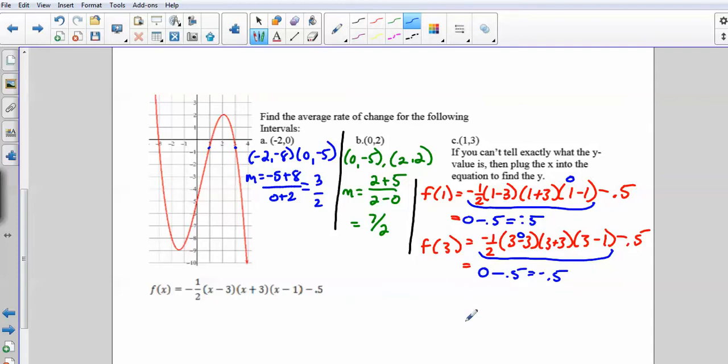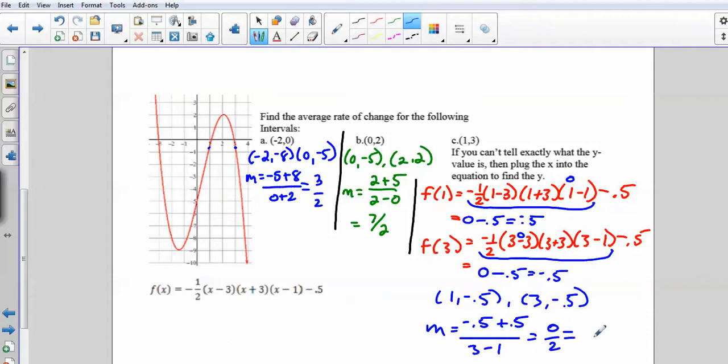So my 2 points will be (1, -0.5) and (3, -0.5). When I find my slope, -0.5 minus -0.5 over 3 minus 1, I get 0 over 2. So my slope here, my average rate of change, is 0.